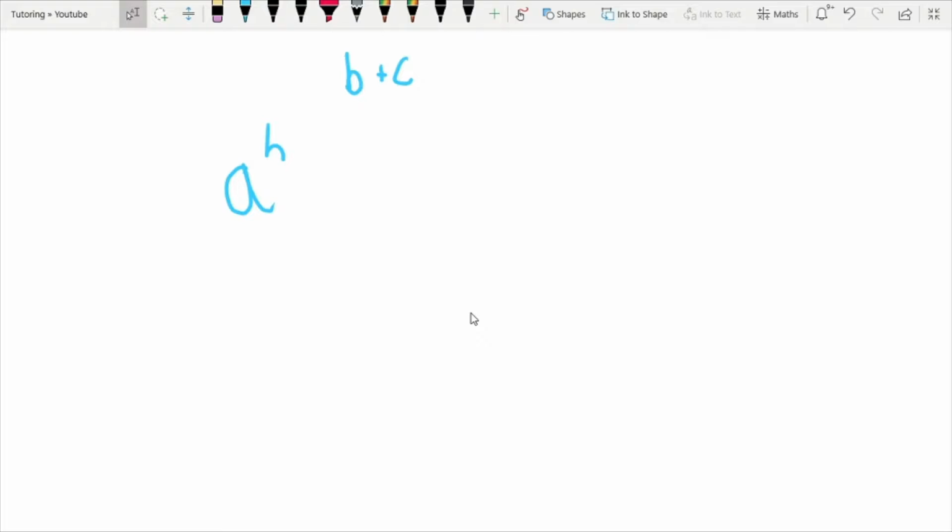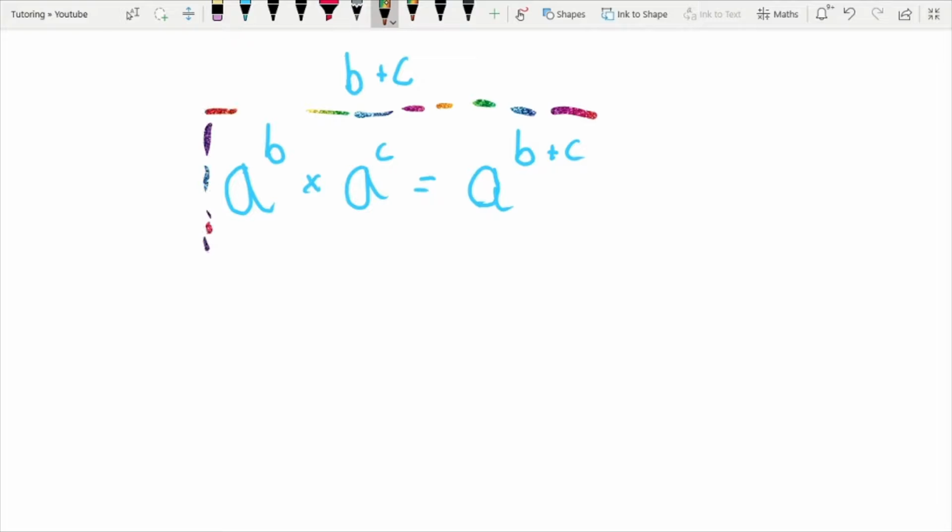A to the B multiplied by A to the C is equivalent to A to the B plus C. It's so important, I'm going to highlight it with a rainbow colour here. And I hope you see where we got this from. So I did a quick derivation, or a proof. That just means to show how we got there. We showed how we came to this result.